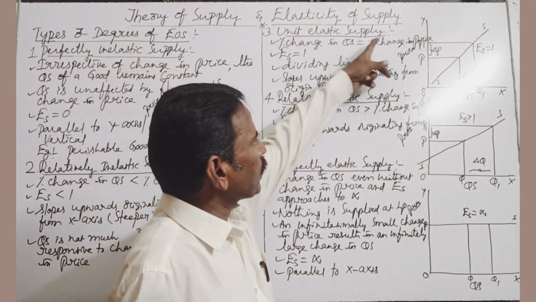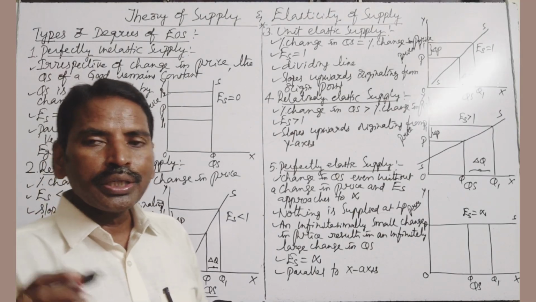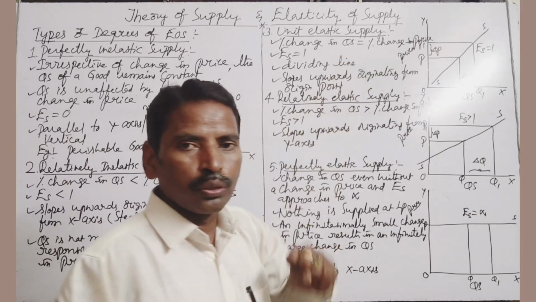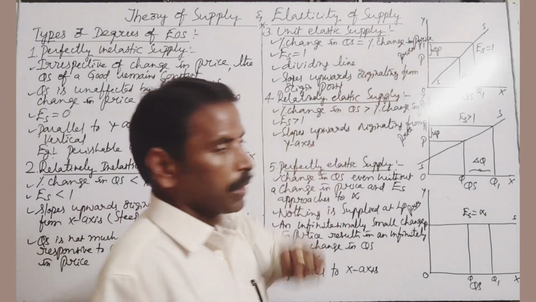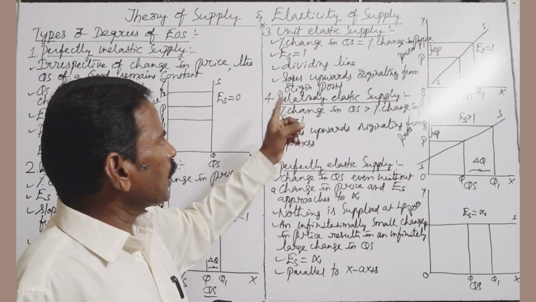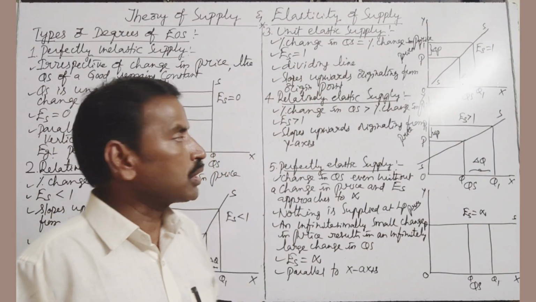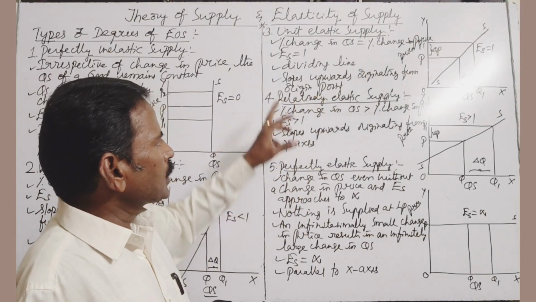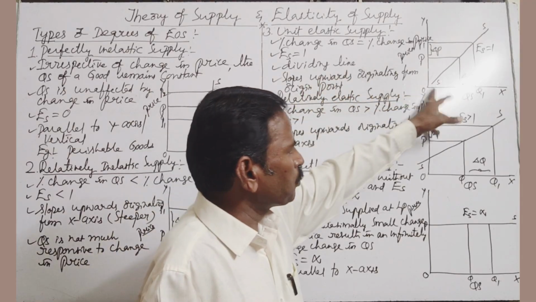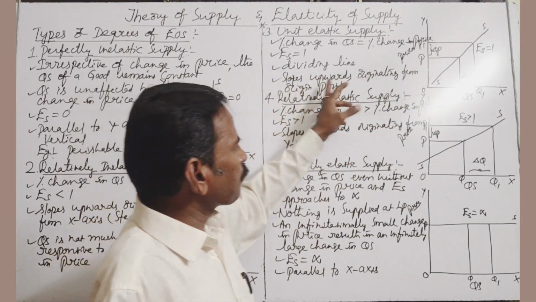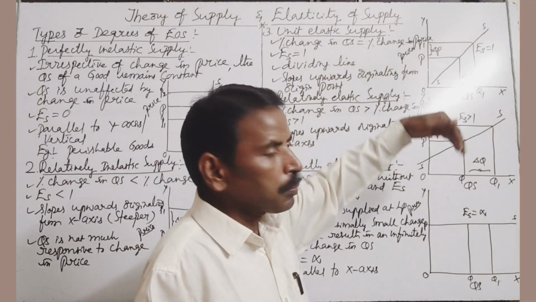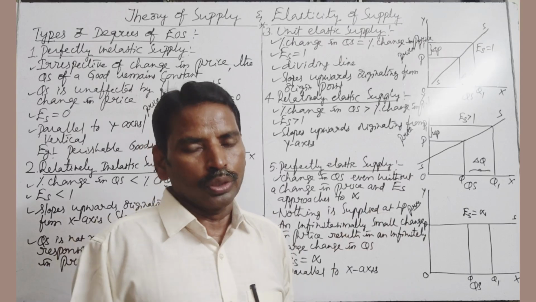Third one is unit elastic supply. Unit elastic supply means percentage change in quantity supplied is equal to percentage change in price, that is equal to 1. ES is equal to 1. This line is called the dividing line. The supply curve slopes upwards originating from the origin point. So price increases, quantity supplied also increases in the same proportion.